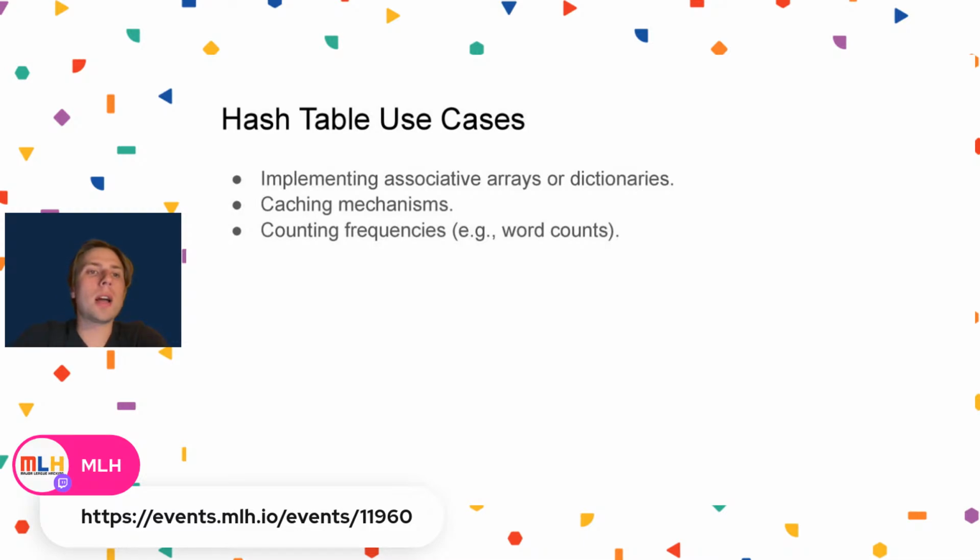And there are several hash table use cases. One of them is implementing associative arrays or dictionaries. Another one is caching mechanisms, where you're trying to cache information from a website or from some data stream that you have. And counting frequencies is another great use case for hash tables, because you can really easily make, say, a histogram or access data about frequencies using a hash table.